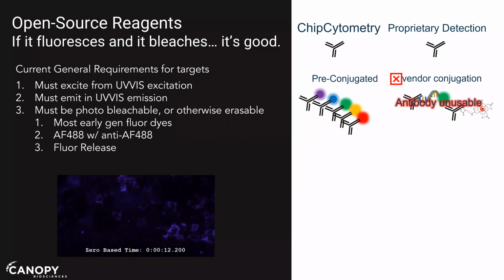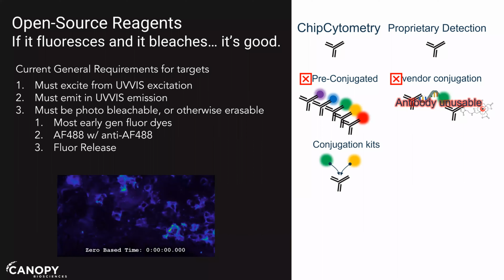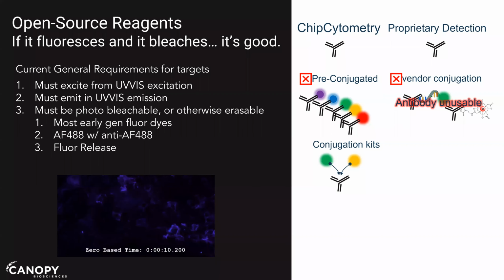So ChipCytometry, again, we can use primary conjugated antibodies for a lot of markers. Those are available from vendors. When they're not, though, conjugation kits. So these do have fairly high success rates. We're talking 80-90%. So the technology behind just getting a dye on an antibody is pretty well established. Let's say that doesn't work either.